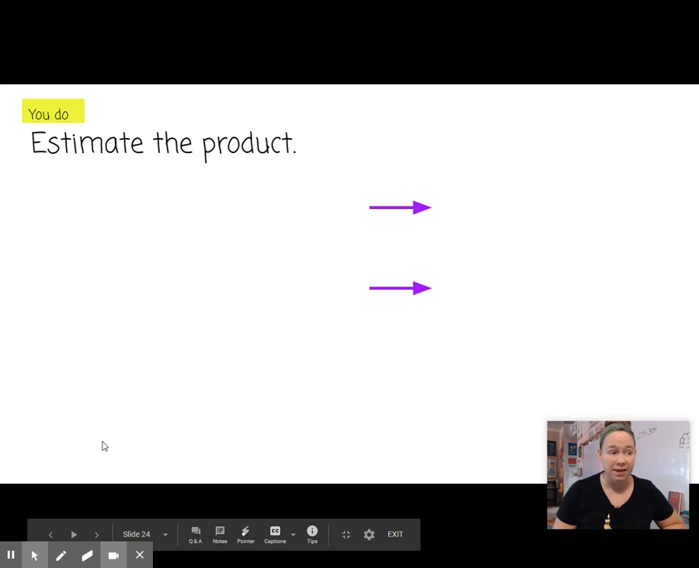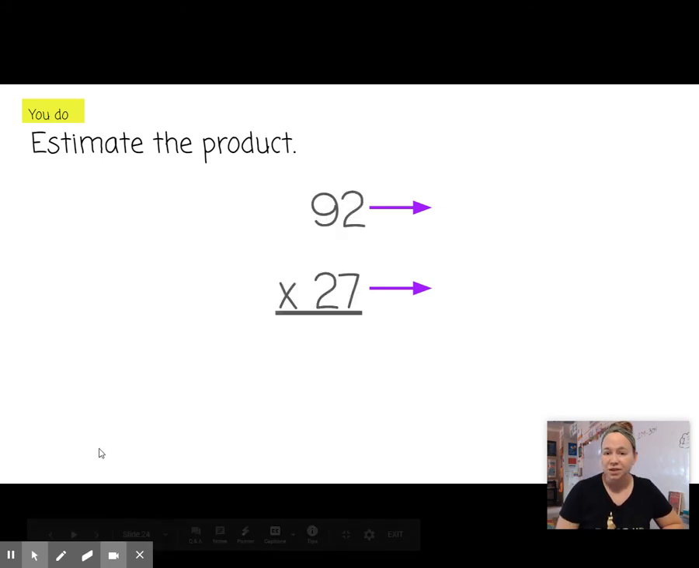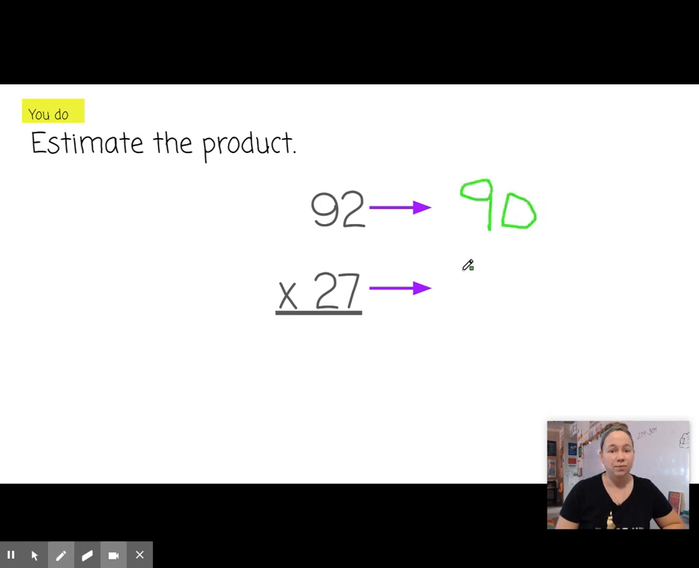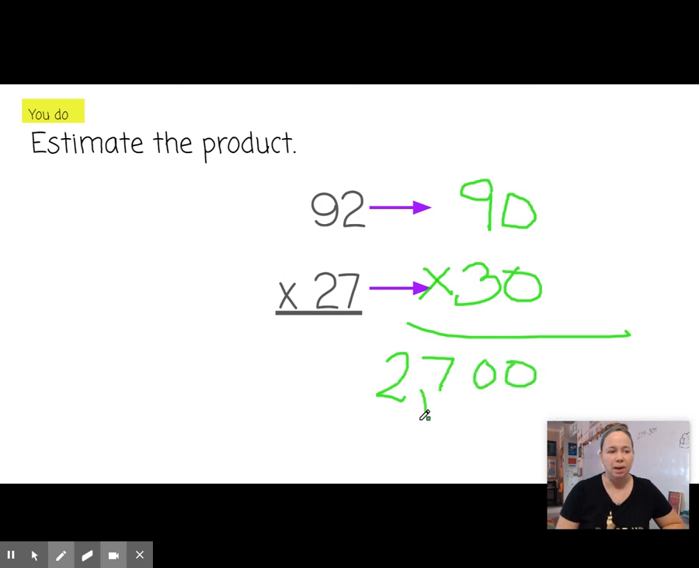All right. What's next? Another you do. You ready? Write this on your board, hit pause, solve it, come back, see if you got it right. All right, 92 rounds down to 90. 27 rounds up to 30. 9 times 3 is 27. I have 2 placeholder zeros. So my answer is 2,700. 1, 2, 3, comma. Remember, I don't have to put a comma when it's in the thousands place because I could also read this as 2,700. That would also be correct.